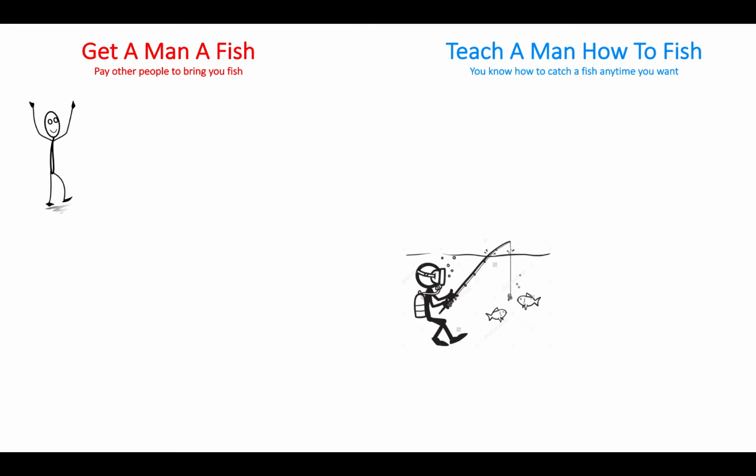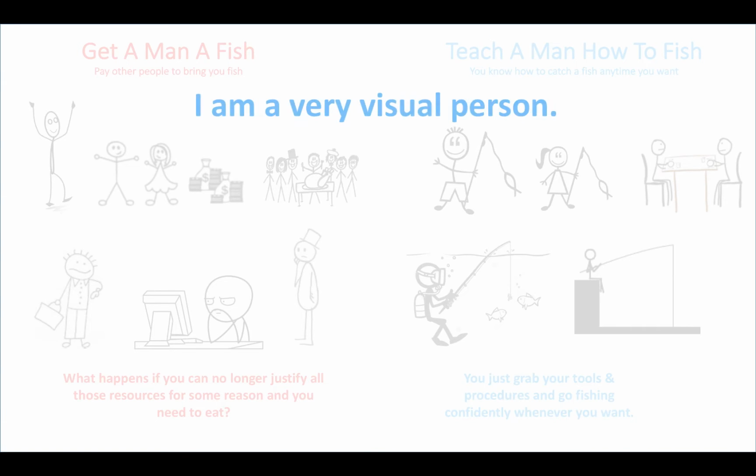I just wanted to do a really quick video for you guys to go through the distinction of teaching a man how to fish and getting a man a fish, okay? And I'll be doing that in the context of an online marketing business, okay? So for this example, we'll have get a man a fish, which means you pay other people to bring you fish, and teach a man how to fish, which is where you know how to catch a fish anytime that you want.